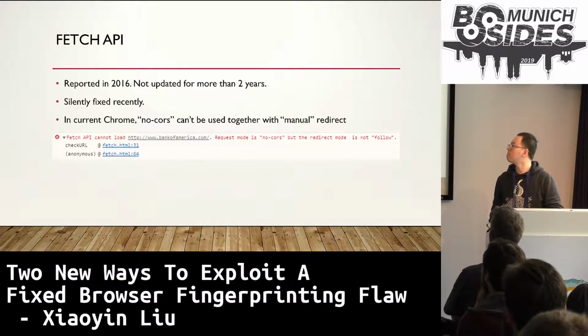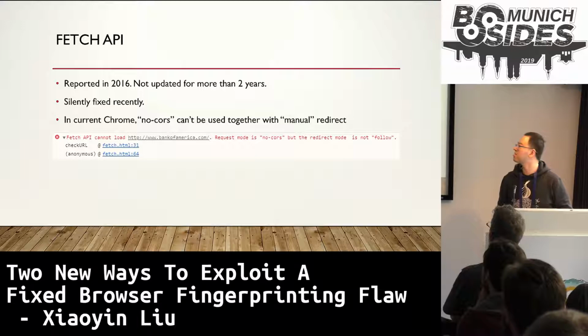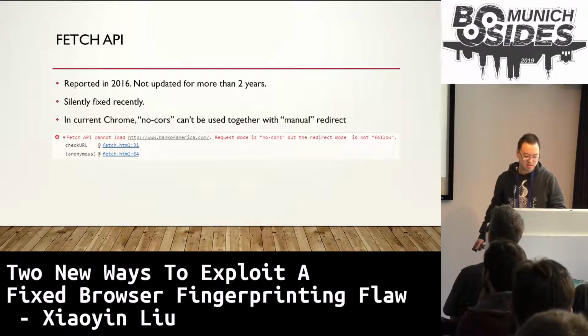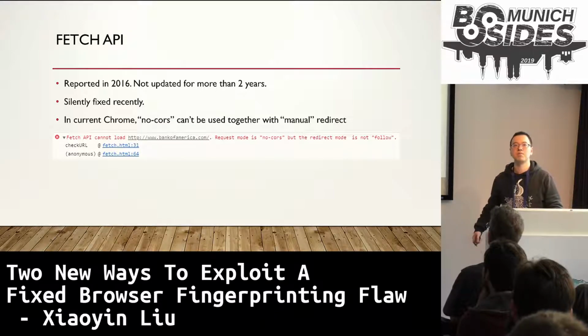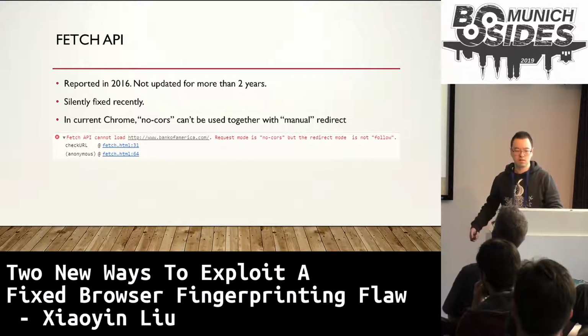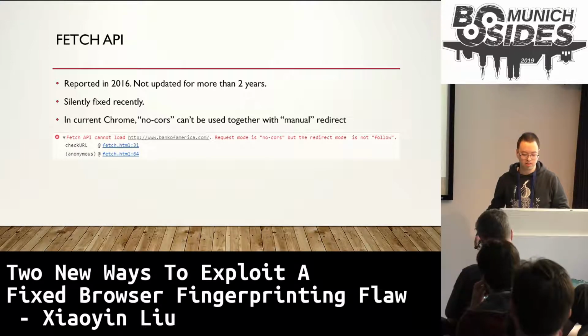And then I reported this in 2016, and they didn't fix it for more than 2 years. Then finally I recently found it's fixed silently, because they didn't update the ticket. When I try that, it says no-CORS cannot be used together with manual redirect, which means I can no longer handle the redirect if it's a cross-origin request, which is basically what we try to exploit in the attack.